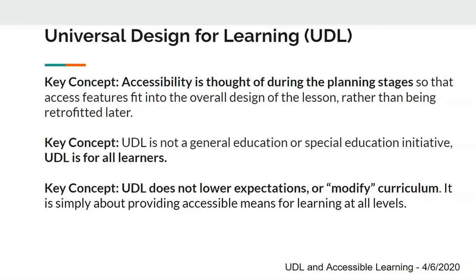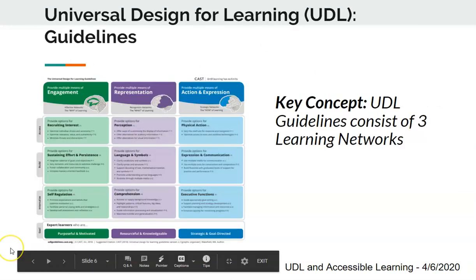Three key features of universal design for learning are that accessibility should be thought of during the planning stages so that the access features fit into the overall design of the lesson rather than being retrofitted later. UDL is not a general education or special education initiative. It applies to all learners. And UDL does not lower expectations or modify curriculum. Curriculum maintains its rigor. It is just presented in varied and accessible ways.